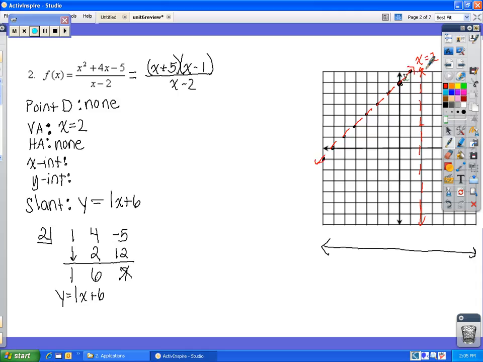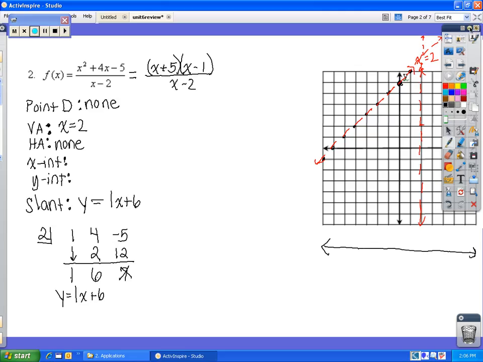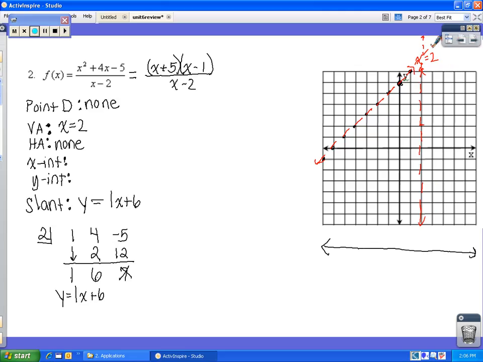Now as you can see, they don't intersect. They're going to intersect up here. And you're actually going to get a portion of this graph, as you'll see in just a second, that's going to be up in here, but we'll talk about that in just a minute.